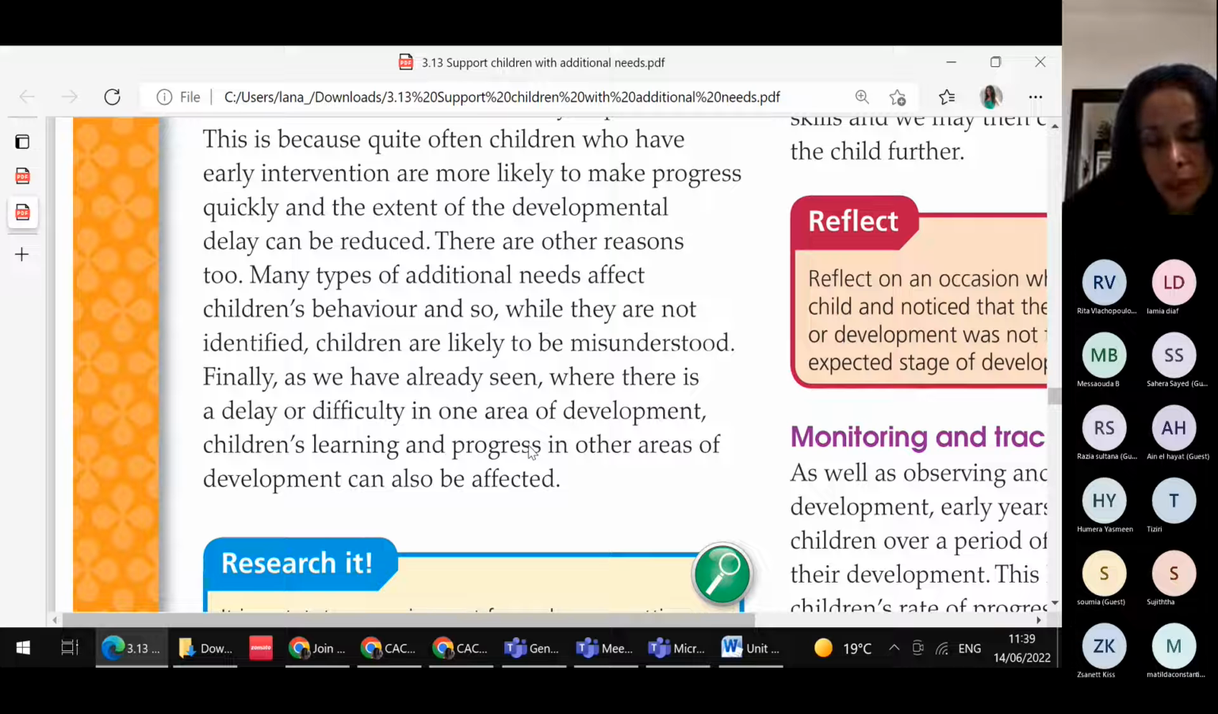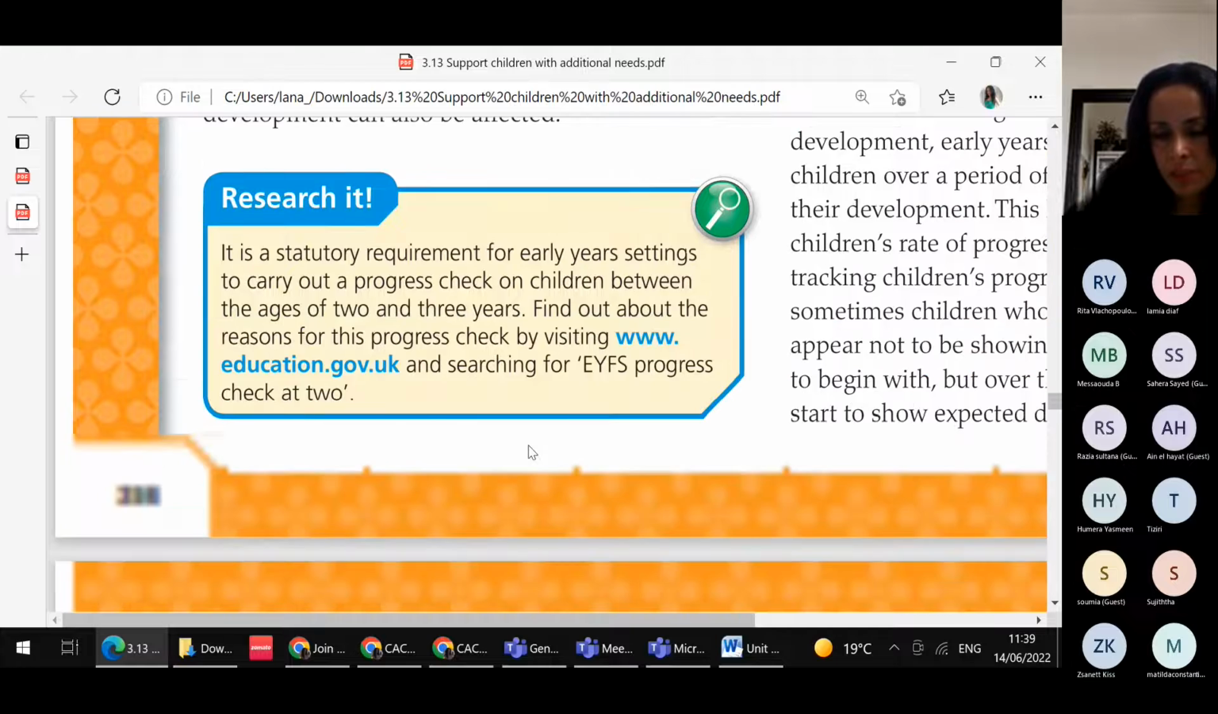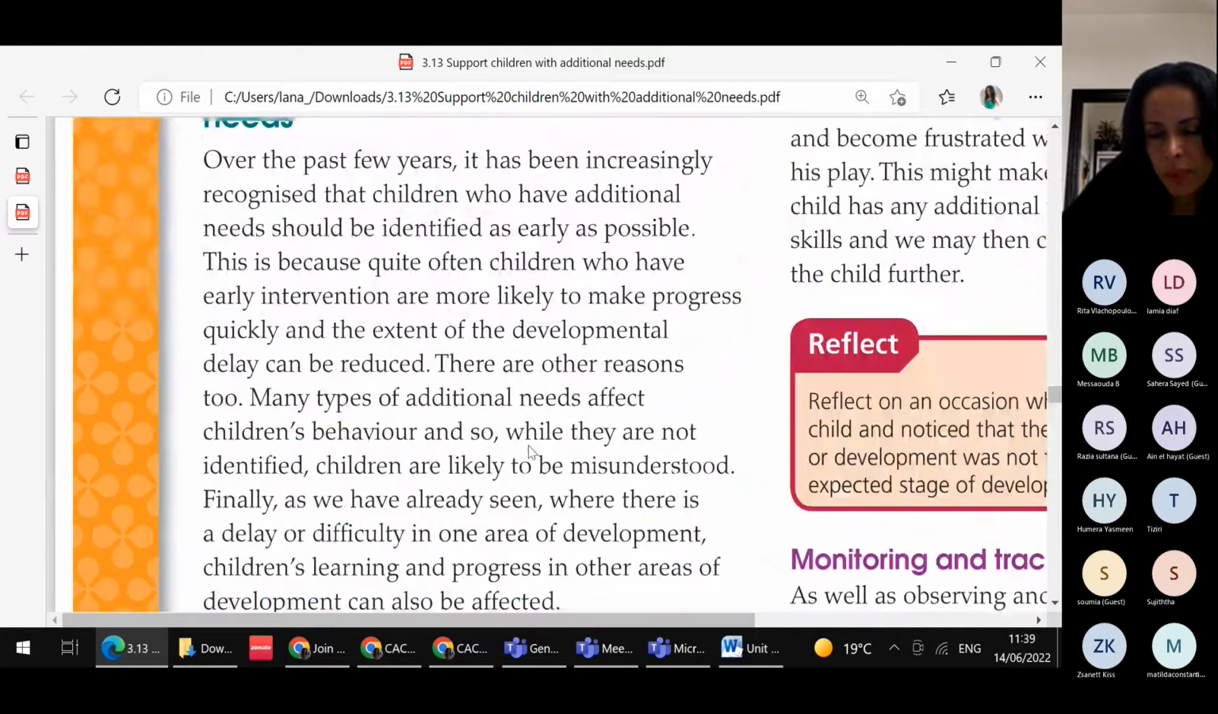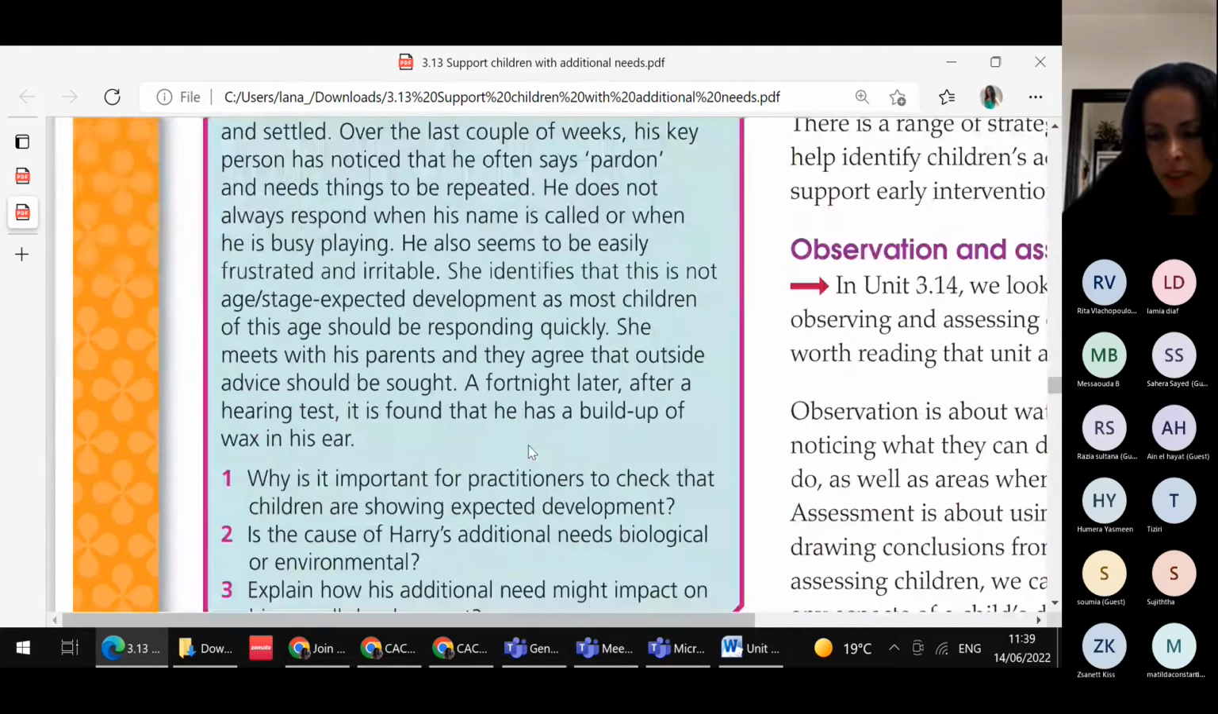So for us, that's why it's very important to check from the beginning. Any delay, any difficulties, rather than leave it to escalate and progress, we need to stop the effect and start giving them proper treatment which would suit their disabilities, and then they can progress like any other children their age.